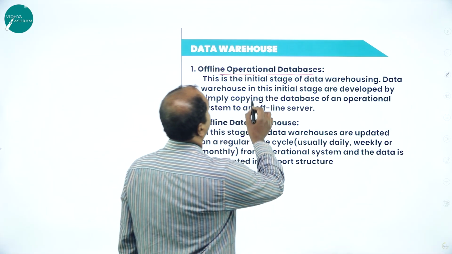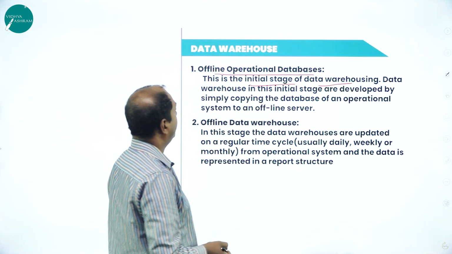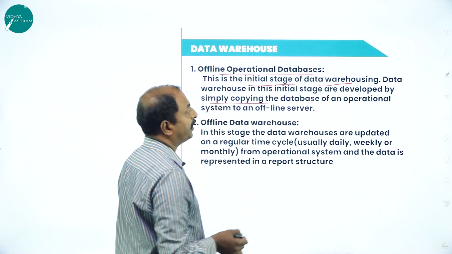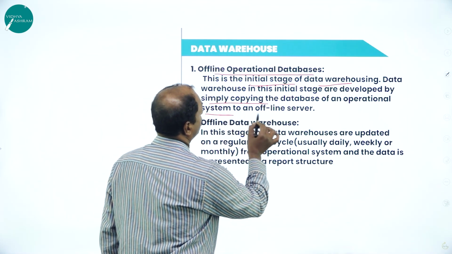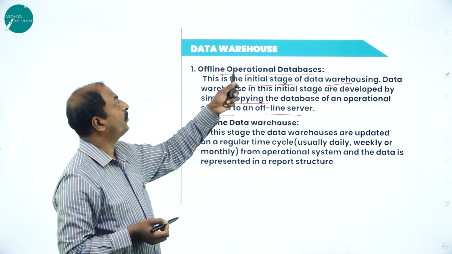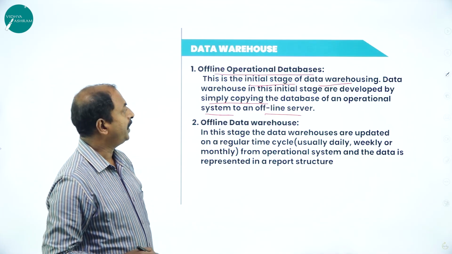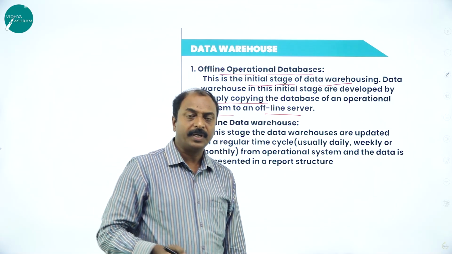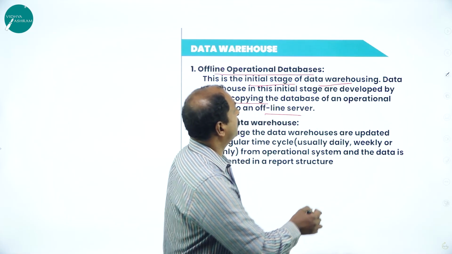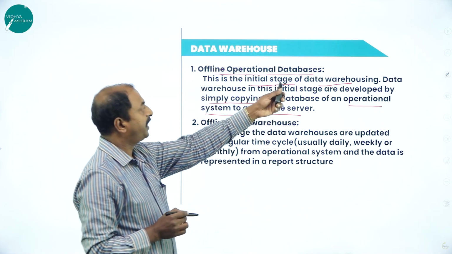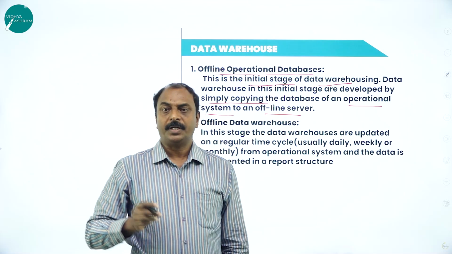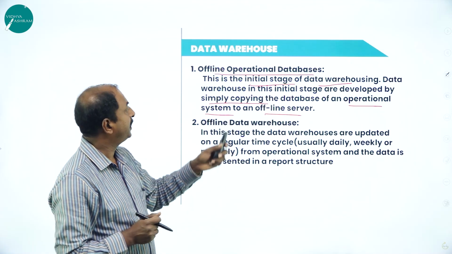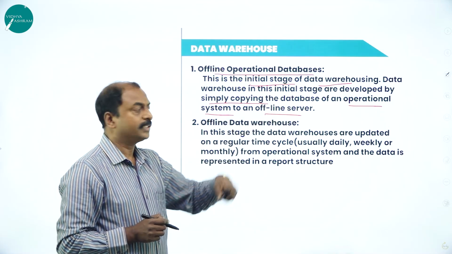This is the initial stage of a data warehouse, where data warehouses are developed by simply copying the database of the operational system to an offline server. So, what is the meaning of offline operational database? It is the database which is working, or operational. As a first stage, we copy the operational database from one computer to another, to an offline server.